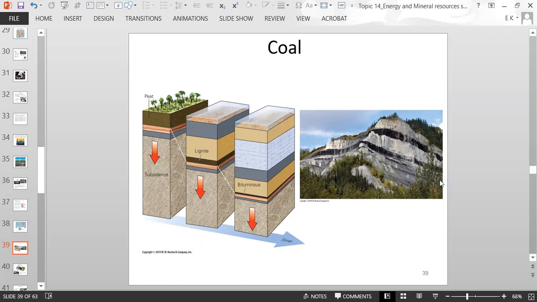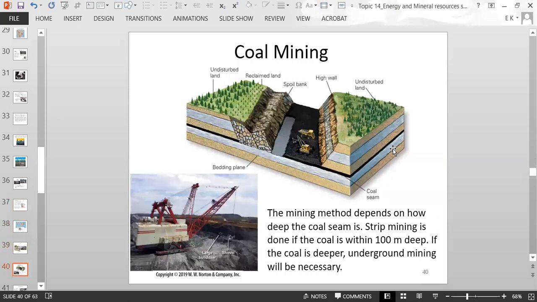Okay, and this shows you again the progression of the peat. And then it's buried deeper and it becomes lignite, and then buried even deeper and it becomes bituminous. And notice it gets more compacted together. And then eventually you have these layers of coal. So it's pretty easy to extract because it's in a layer. It's just sitting right there in a layer in this photo. In other cases, you have to go underground though, and have an underground mine for coal.